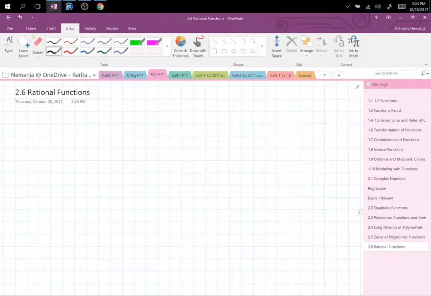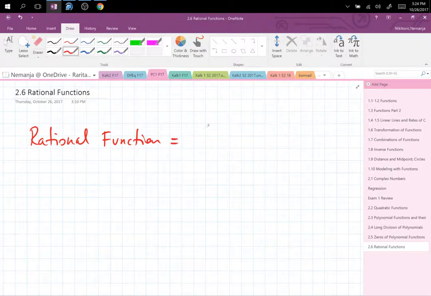Hello and welcome back to Precalculus 1, section 2.6, rational functions. Rational functions are functions which divide polynomials. So a rational function is a quotient of polynomial p of x divided by the polynomial q of x.